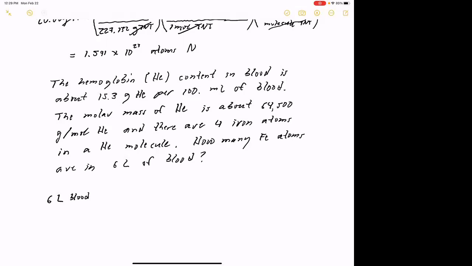Now, if you look over there, I've got a concentration. It's telling me how much hemoglobin I've got per 100 mils of blood. Okay, so I can probably use that concentration to get me back to a mass of hemoglobin in the 6-liter blood sample. But to do that, I got to get my volume units to match up. So the first thing I'm going to do is convert my 6 liters of blood over to milliliters of blood. So now I can use the concentration to get me back to a mass of hemoglobin. Okay, so for every 1 liter of blood, I got 1,000 milliliters of blood.